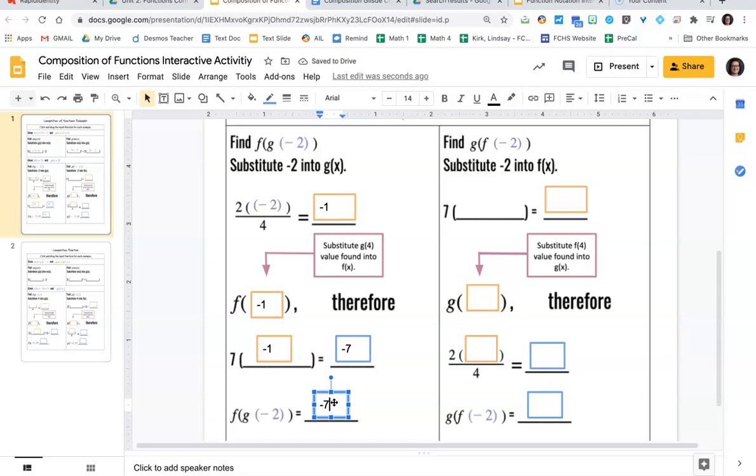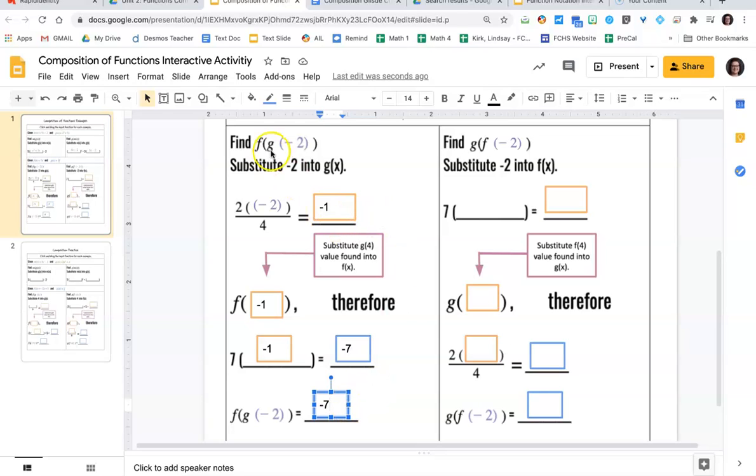So we found g of negative 2 to be negative 1. Then we took negative 1 and substituted that into the f function, and we found that to be negative 7. So we substituted our values in twice.